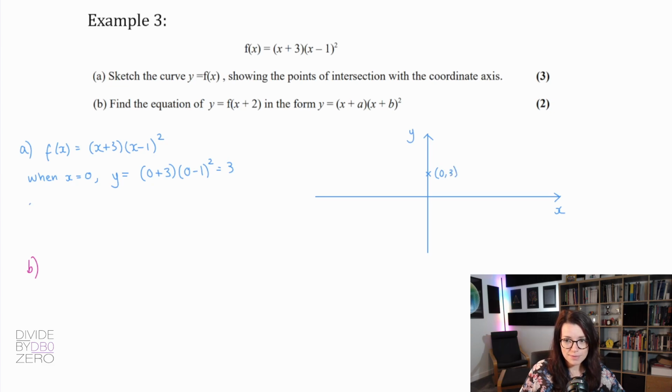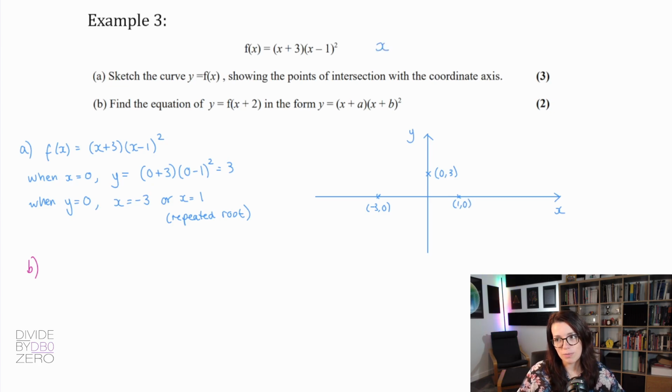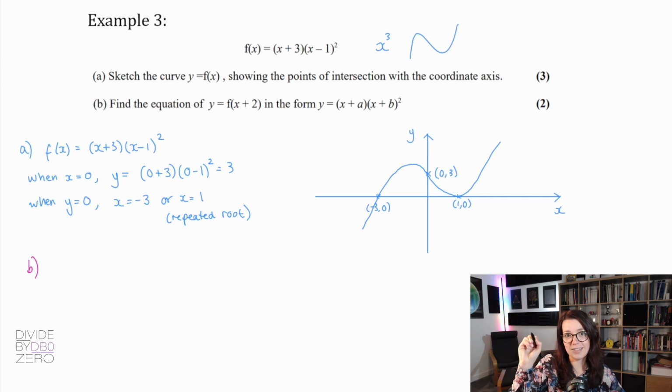For the x-intercepts, when y equals 0, the whole function is equal to 0, meaning the x values are going to be x equals -3 or x equals 1. And that x equals 1 is a repeated root because we have the square brackets there, (x minus 1) all squared. We can pop those on. That can be (-3, 0), and this can be (1, 0). In terms of the shape of the graph, if you think about expanding that function, you'll end up with a cubic function, and it's a positive cubic, so something like this. If we sketch that on, we should get something like this. Remember, if you have a repeated root, the graph is going to come down and just touch the x-axis.